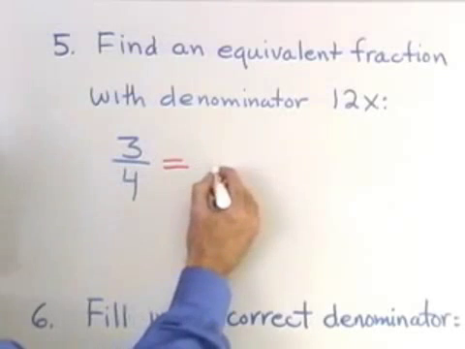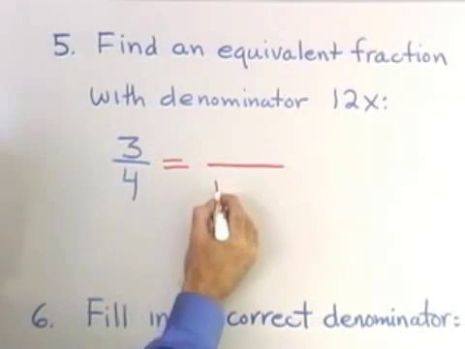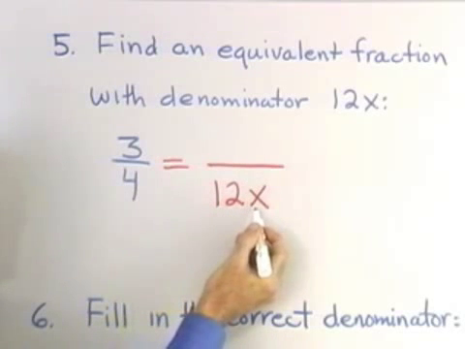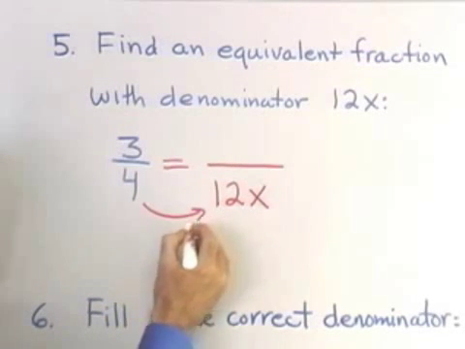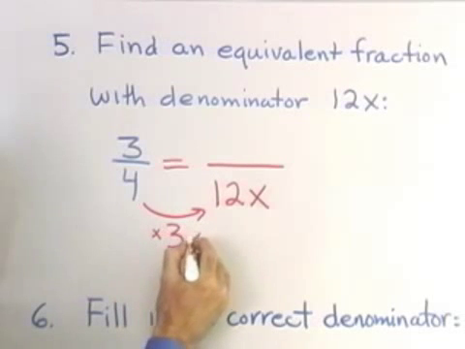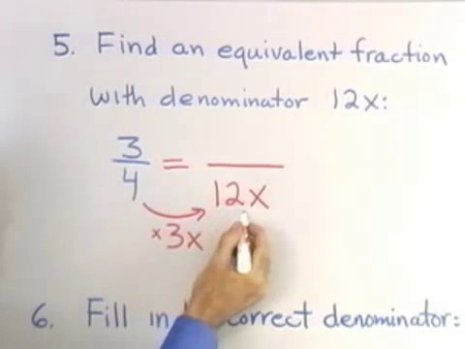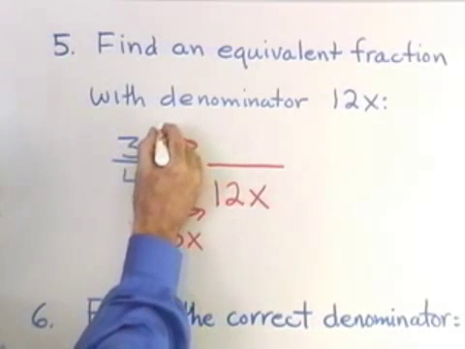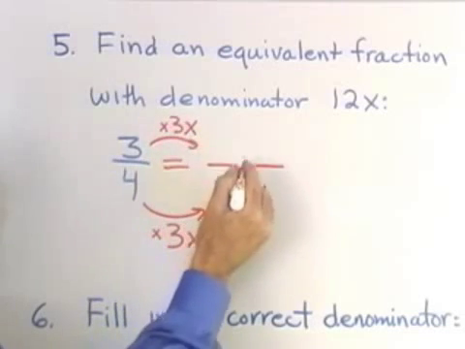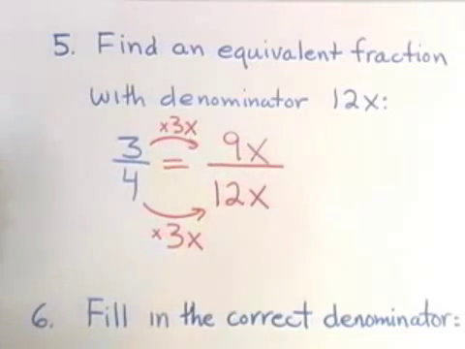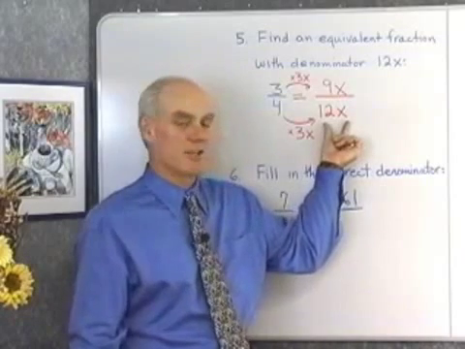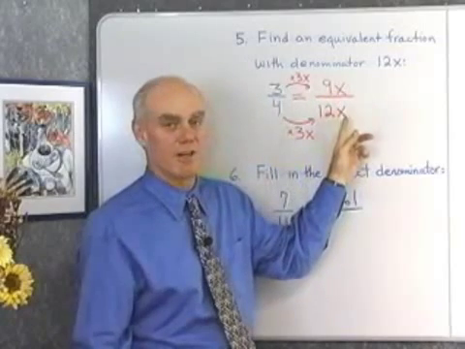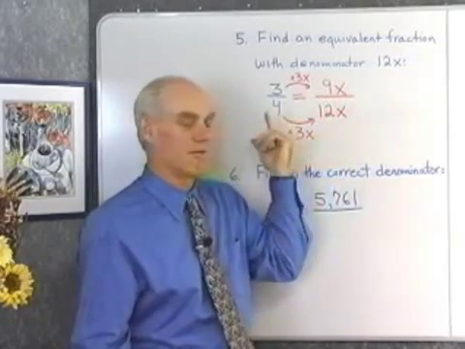So here I have 3/4. I want to rewrite that as a fraction with a denominator of 12x. To go from 4 to 12x with multiplication or division, I have to multiply by 3x. 3x times 4 gives me 12x. If I do that to the denominator here, I have to do the same thing to the numerator. So I'll multiply by 3x, that produces 9x in the numerator. So the fraction 9x over 12x is equivalent to the fraction 3/4. That is, for any value of x other than 0, this fraction and this fraction have the exact same value.